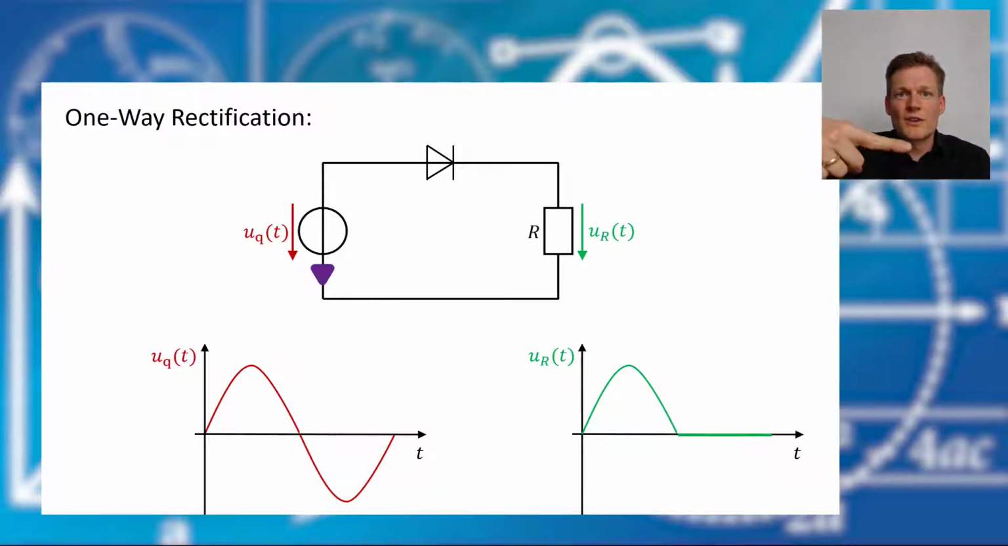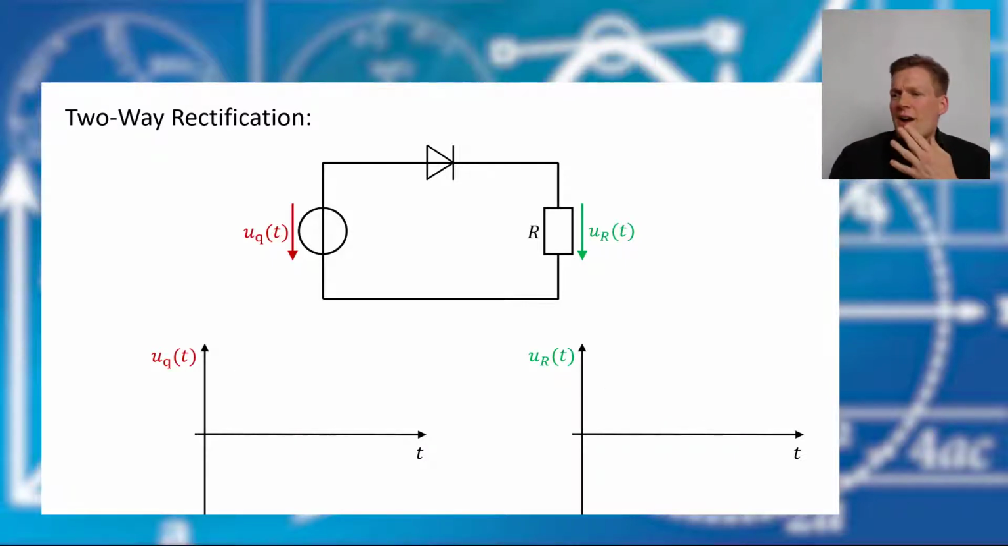But for the second half wave, the current wants to flow upside down out of our source, and then it can't flow through the diode because then it behaves like an open circuit. And that means we found a way to get rid of the negative voltages. And we call this here the one-way rectification. But it's a pity because we lose half of the possible power our source could deliver, and therefore there is another way, the two-way rectification.